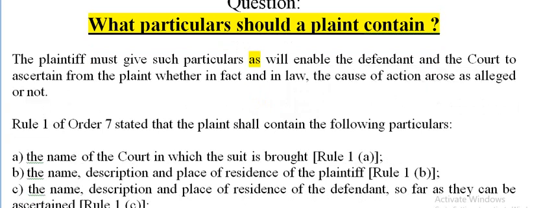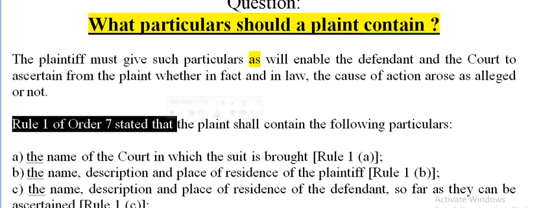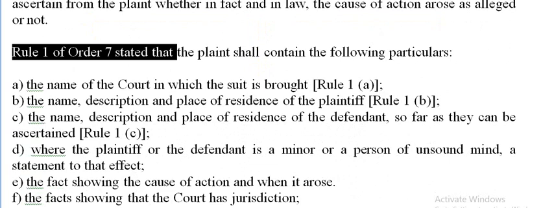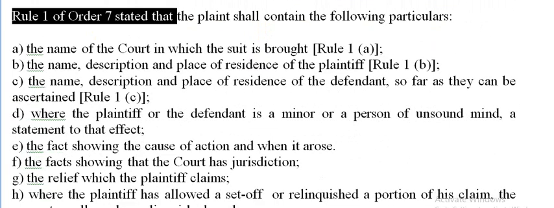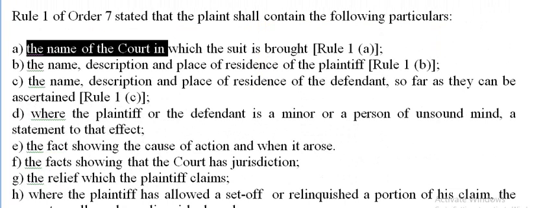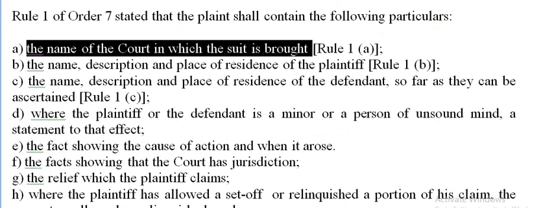Now we are going to discuss according to law. Rule 1 of Order 7 states that the plaint shall contain the following particulars. So what are the following particulars? Now we are going to see that. Firstly, the name of the court in which the suit is brought. It is mentioned in Rule 1A.